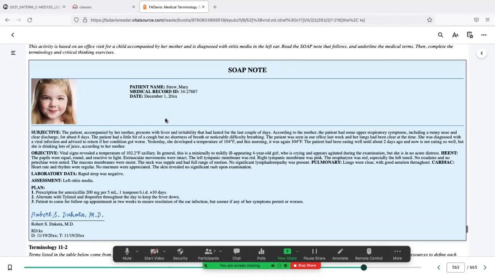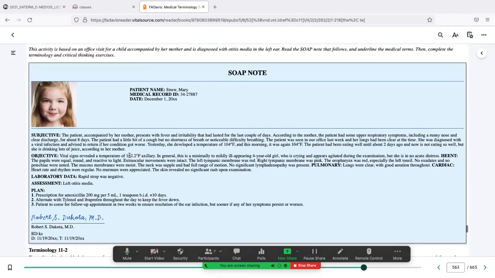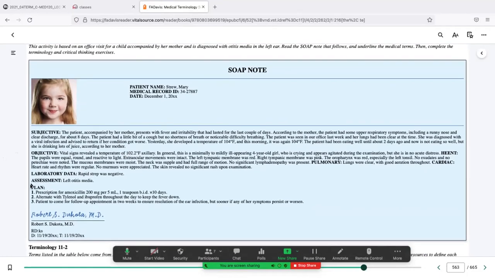Mary Strew. Okay. Of course, this is pediatric, and this is SOAP notes. Subjective, objective, assessment, and plan. Your subjective is most likely your history. Objective is any physical examination and or laboratories that you did. That's included here, right? And assessment is the diagnosis.